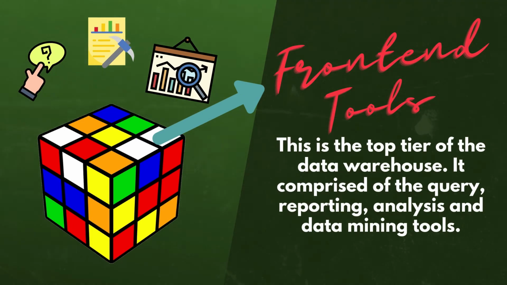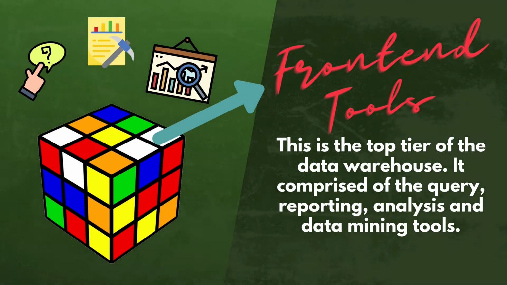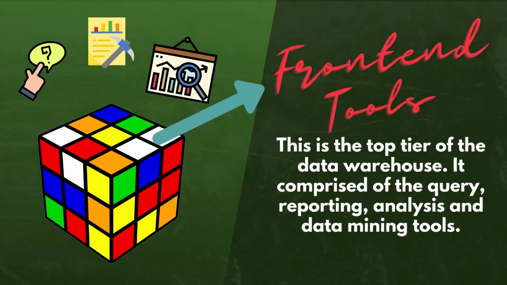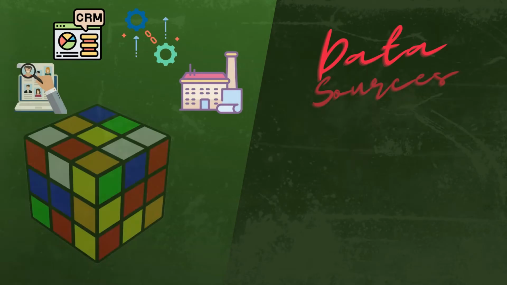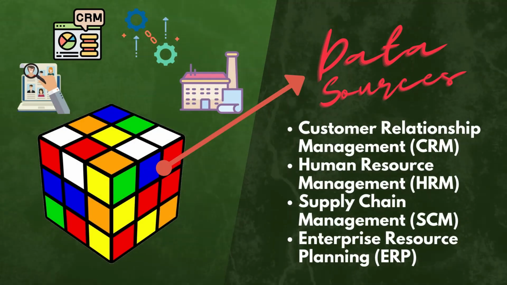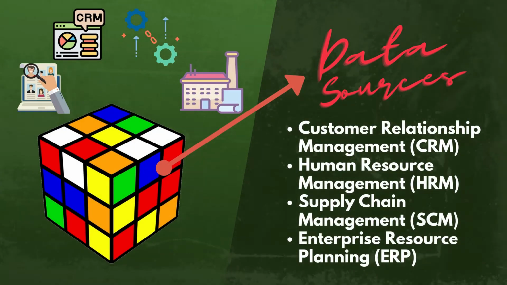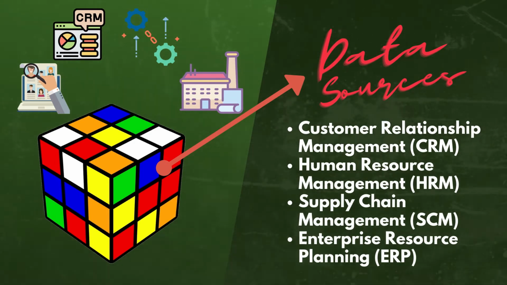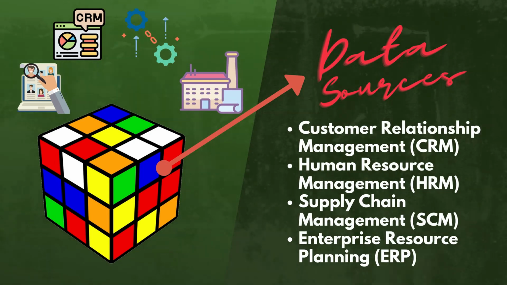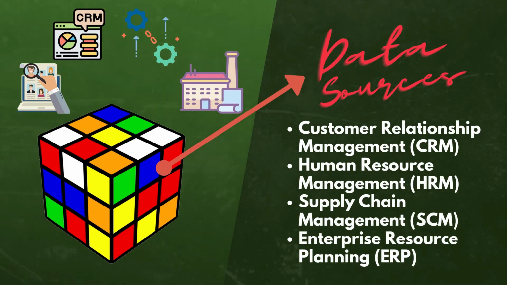First, we will see the front-end tools, which are the top tier of the data warehouse architecture. They are comprised of the query, reporting, analytics, and data mining tools. Second, there were data sources such as CRM, HRM, SCM, and ERP, which include operational databases that record the company's daily transactions.